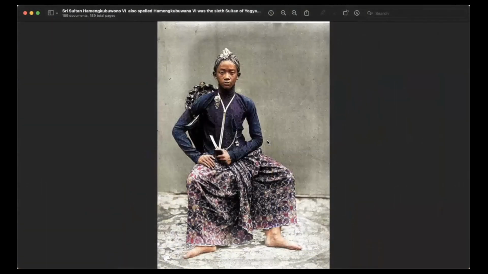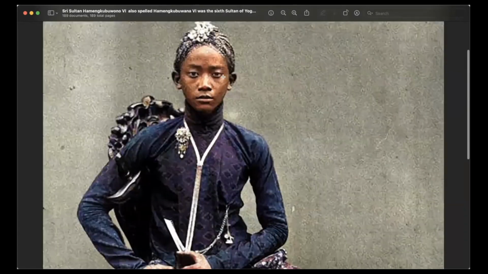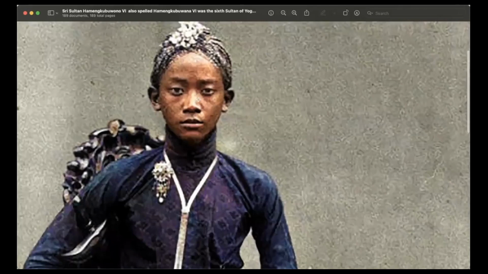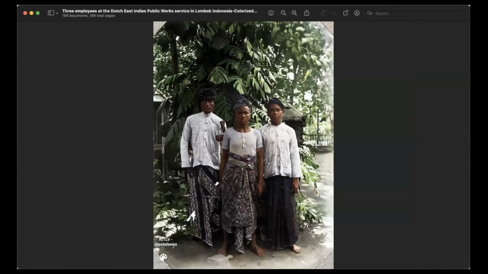Here we have Sri Sultan Hamengkubuwono the sixth, the sixth sultan of the Yogyakarta Sultanate, who reigned from 1855 to 1877. Javanese, all right? This is a Javanese monarch. Javanese monarch, you guys can see, so swarthy, royalty, original Javanese, so-called Negro, so-called Chino. We have three employees of the Dutch East Indies Public Works Service in Lombok, Indonesia.